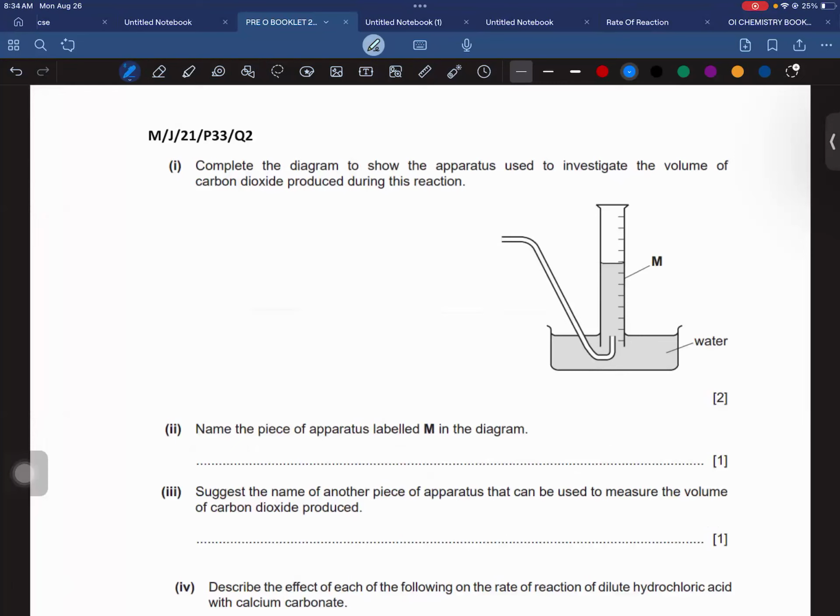Beta, see this. Complete the diagram to show the apparatus used to investigate the volume of carbon dioxide produced during this reaction.